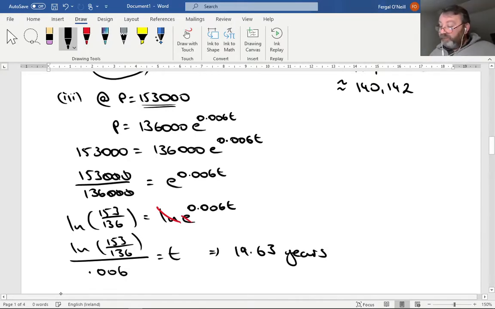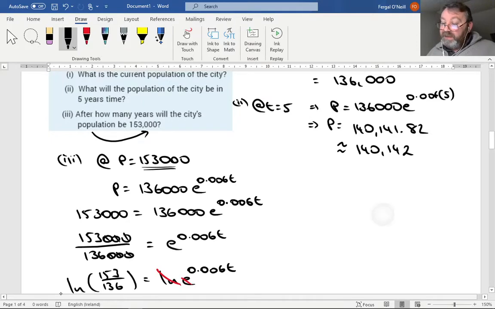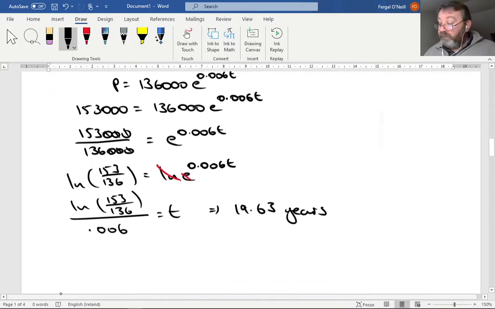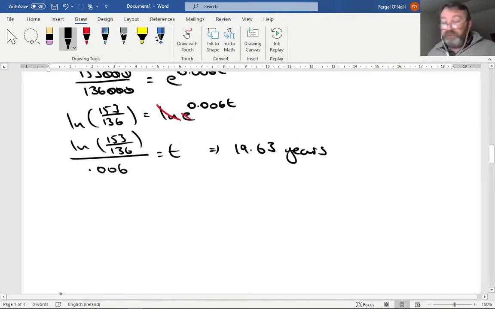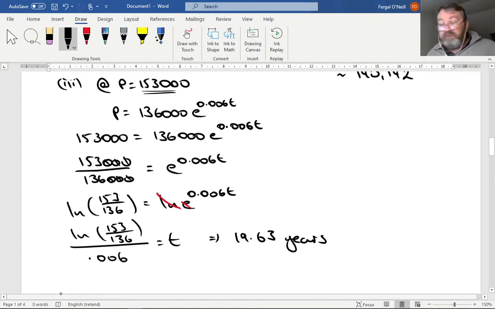Okay, now again, is there any conditions on that? After how many years will the city's population be 153,000? No, leave it, 19.63 years. So again, very straightforward question. They'll always give you everything you need except the variable you're asked to find. Just keep that in mind.